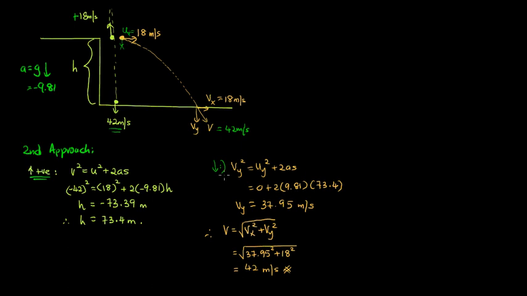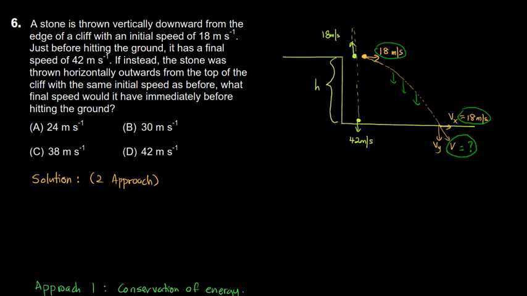Now I treat downward as positive. So for s, I take 73.4 because they have the same height as this one, right? After I get it, I get Vy as this number. So I do Pythagoras' theorem, and I finally get the answer of 42 meters per second. So what is the answer? The answer will be D.